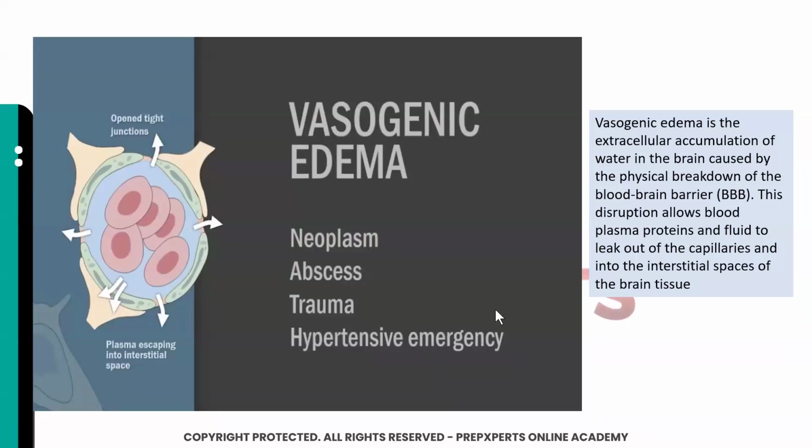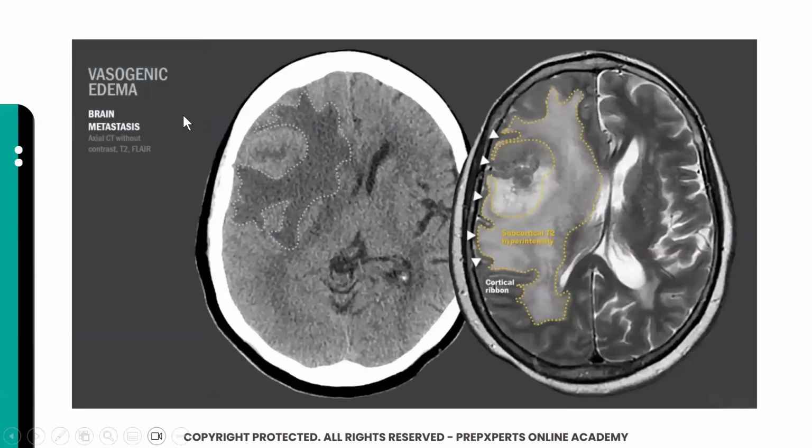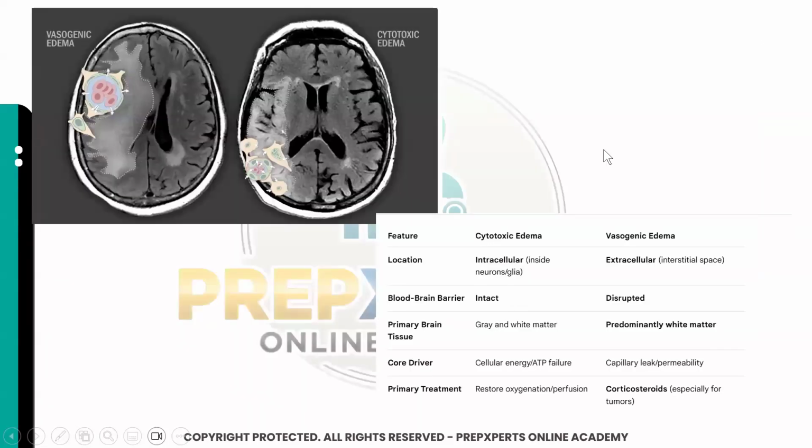Coming up next, let's differentiate again. This is your vasogenic edema. This is your cytotoxic edema. And the causes, again, location for cytotoxic is intracellular and for vasogenic is extracellular. Blood-brain barrier is disrupted in vasogenic edema, primary brain tissue, which is involved in cytotoxic edema both, but in vasogenic edema, predominantly white matter is involved. Core driver, the cause is cellular ATP failure in the cytotoxic edema and capillary leakage in vasogenic edema. Primary treatment is restore oxygenation or perfusion in cytotoxic edema, and for vasogenic edema, corticosteroids.